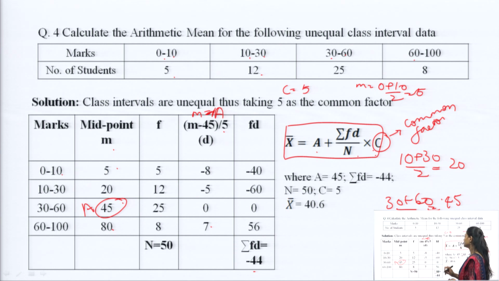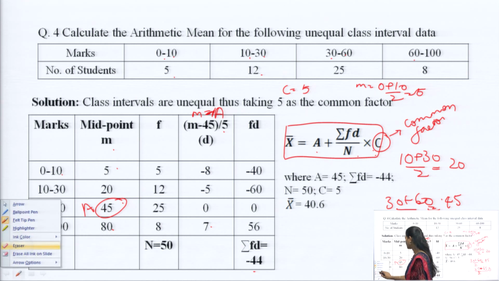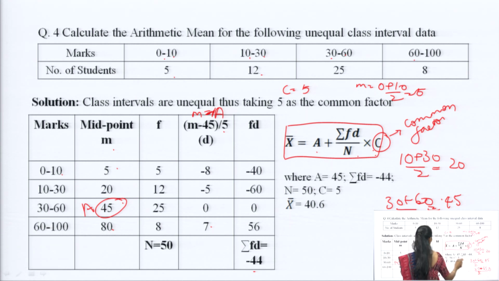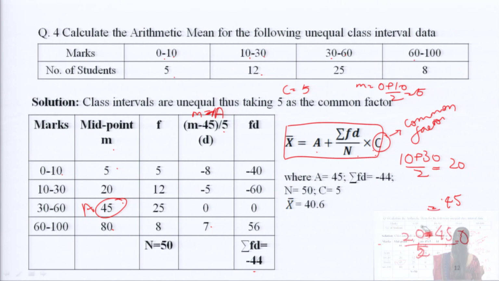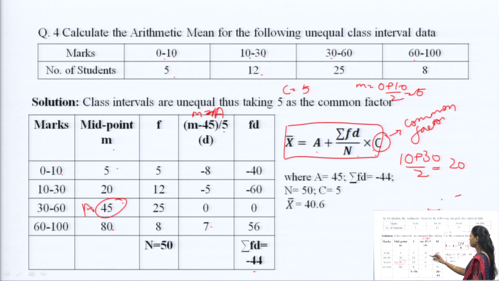Putting all of them in the formula, what I have is a plus summation fd over n into c. I have a as 45, I have summation fd as minus 44, I have n is equal to 50, I have c is equal to 5. If I put all of them in the formula, I will get x bar, the arithmetic mean, is equal to 40.6.